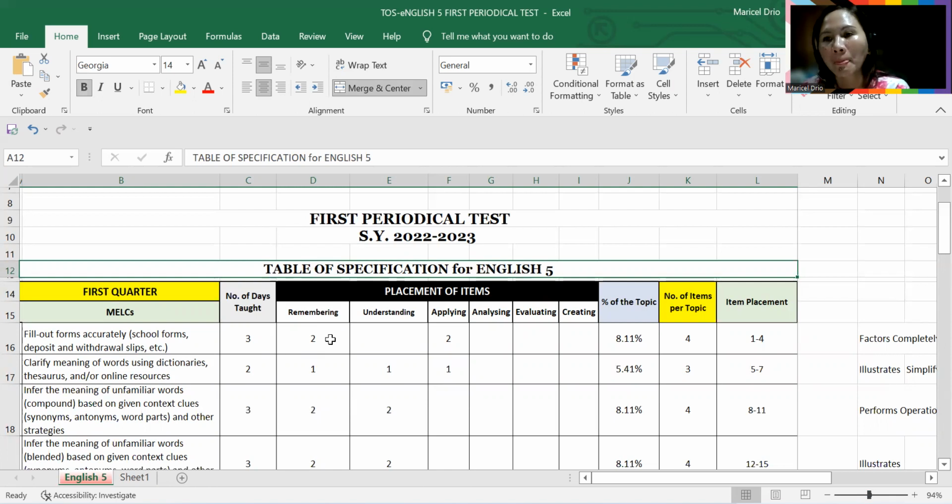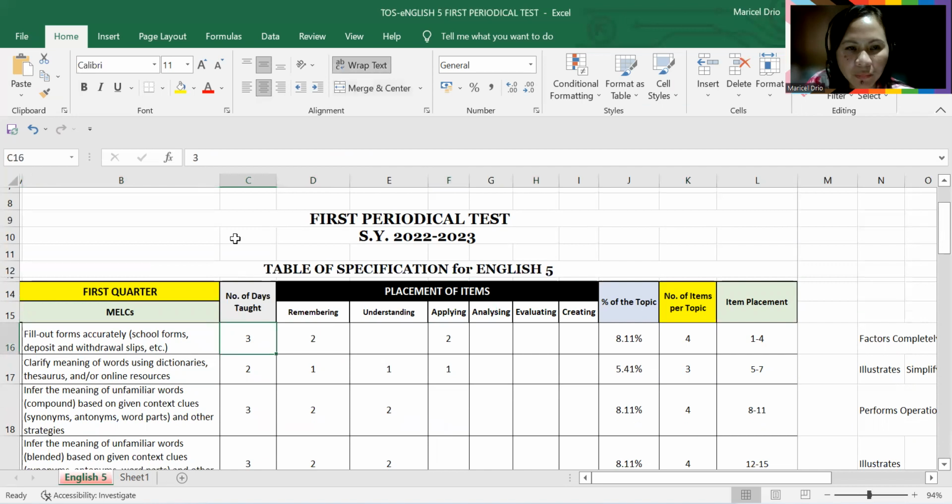Later you are going to plan about it, but before planning the placement of items, of course, you have first to have the percentage of the topic, the number of items per topic, and of course the item placement. So let's focus on the first objective. We have here fill out forms accurately, such as the school forms, deposit and withdrawal slips, etc. So I taught that for 3 days. So here we put the number of days. So we have 3.